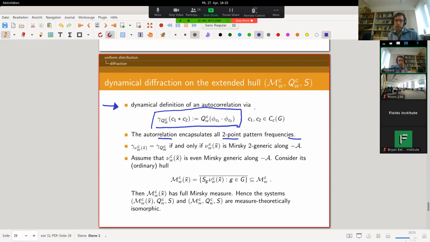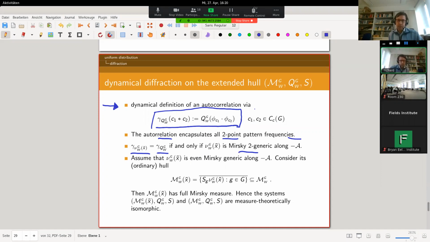And now we get the result that the individual autocorrelation coincides with the dynamical autocorrelation if and only if we have Mirsky-2 genericity on G of the configuration. So this is one thing.